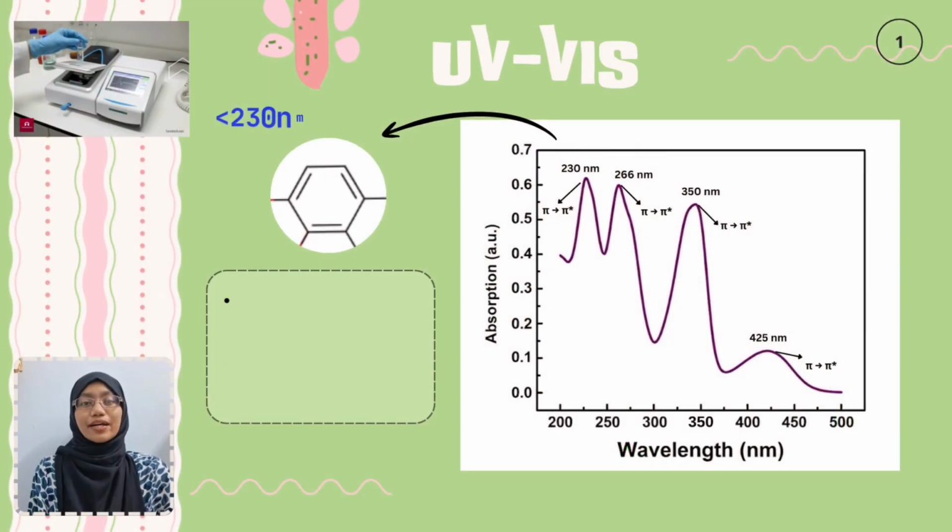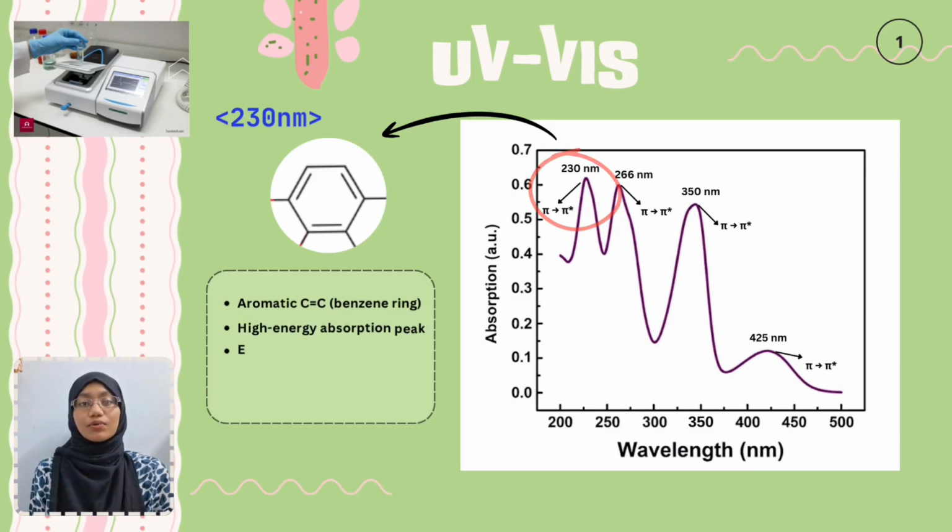Let's begin by analyzing the UV spectrum of the berberine compound. Our main focus on this slide is the absorption peak at 230 nm. This represents a high energy absorption that is highly specific to the berberine molecular structure, attributed to the presence of aromatic double bonds within the benzene ring.